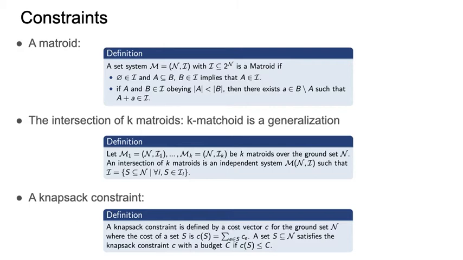And finally, a knapsack constraint is defined by a cost vector C over the ground set N of items, where the cost of a set S is simply the sum of the cost of each one of those elements. A set S satisfies the knapsack constraint C with a budget of capital C if the cost of that set is at most C.